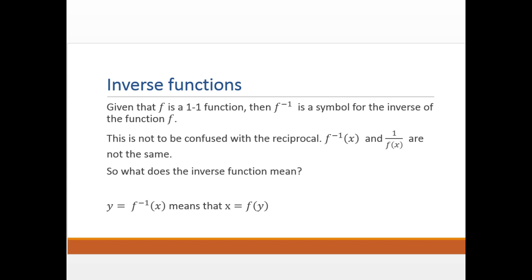So let's introduce some notation. Given that f is one-to-one, then f inverse, which is f raised to the negative 1 power, is the symbol for the inverse of the function f. Please don't confuse this with the reciprocal. f inverse of x does not mean 1 over f of x. These are not the same. So what exactly does the inverse function mean? y equals f inverse of x basically means that x equals f of y.